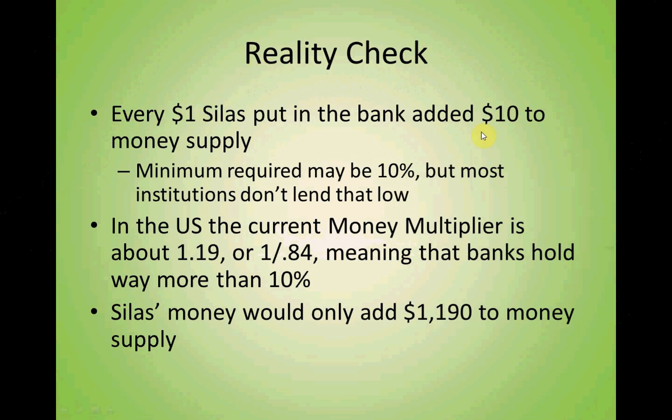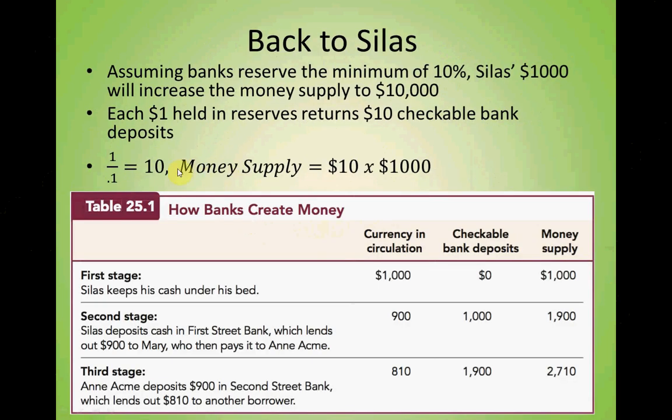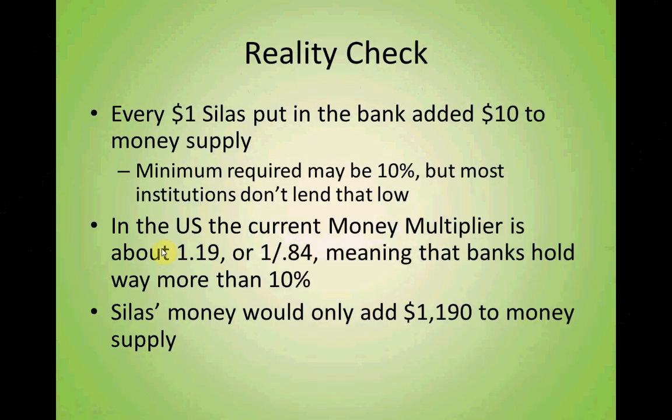So Silas's $1 added 10 to the money supply. In reality, the money multiplier of the United States of America is about 1.19, which is way less than 10, right? We said here the money multiplier was 10. That's about as far away from 10 as you can get. Or if you want to look at the equation, it's 1 divided by 0.84. So banks hold way more than 10%, right? Being 0.1 to 0.8, way more.